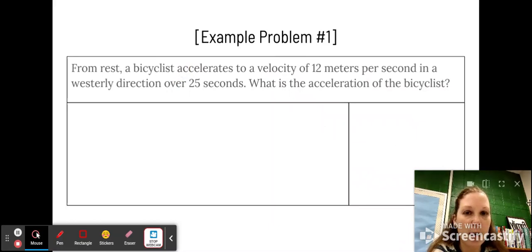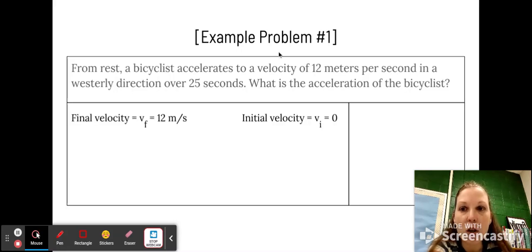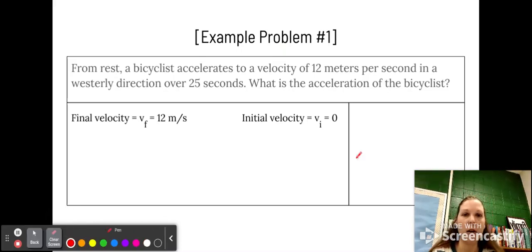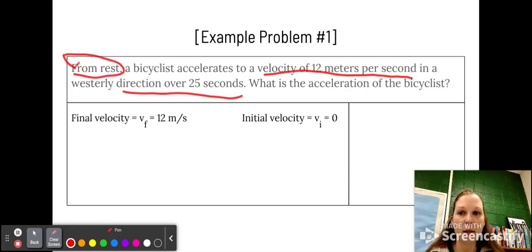So let's go ahead and look at this practice problem. From rest, which means a speed of 0, velocity of 0, a bicyclist accelerates to a velocity of 12 meters per second in the westerly direction over 25 seconds. What is the acceleration of the bicyclist? So we know that our final velocity given here was 12 meters per second. We know that we traveled for 25 seconds, and from rest means that we start out at 0.